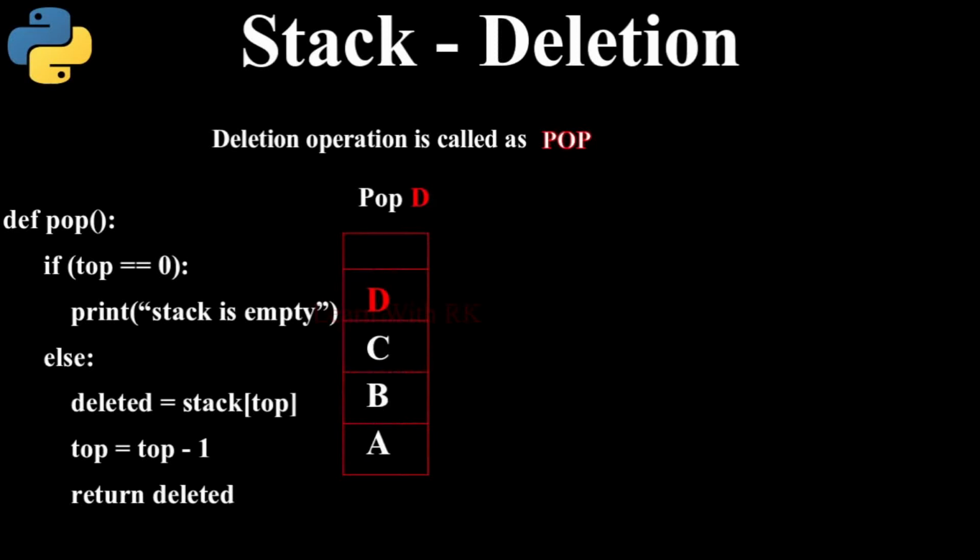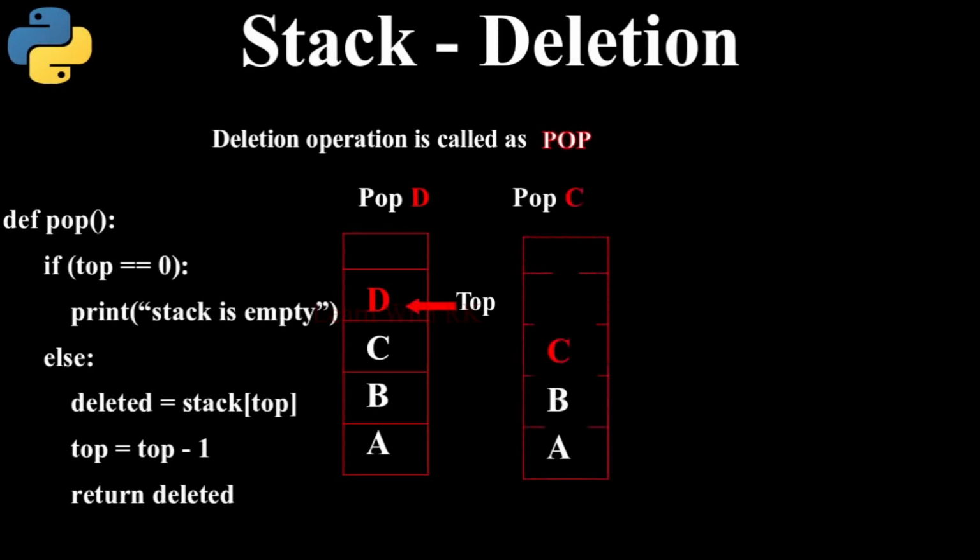The stack contains A, B, C, D. I'm trying to pop out the character D. So the top is pointing to D. So after popping out the D, I have only A, B, C. Just like that, I'm popping the elements one by one.